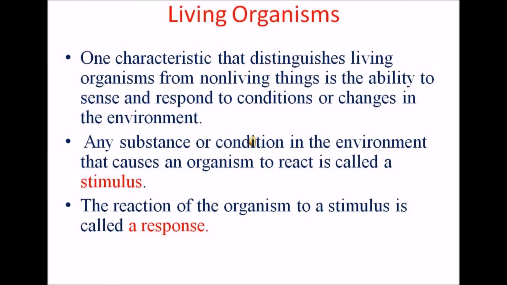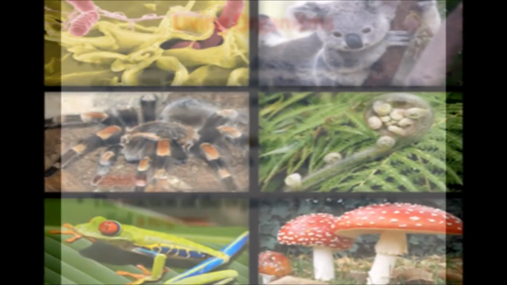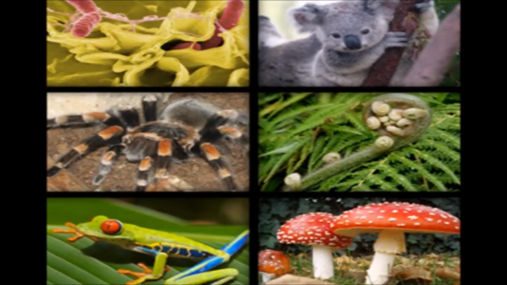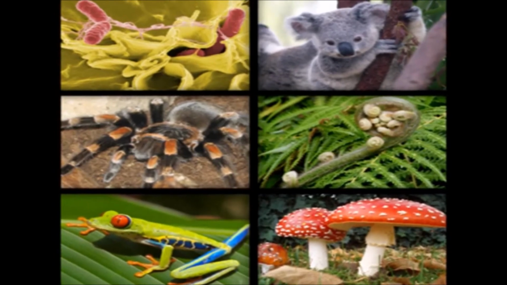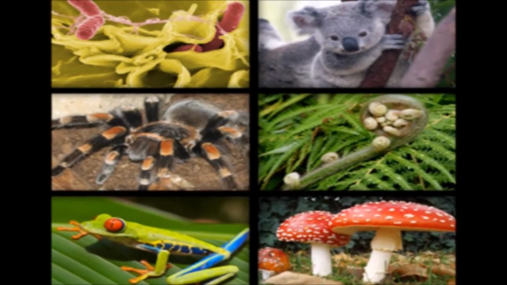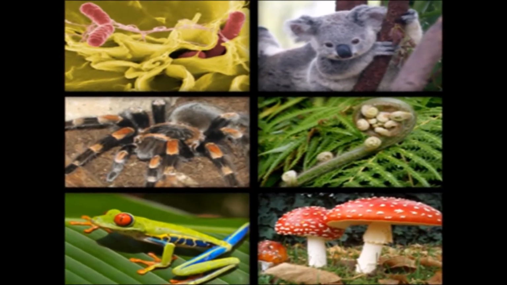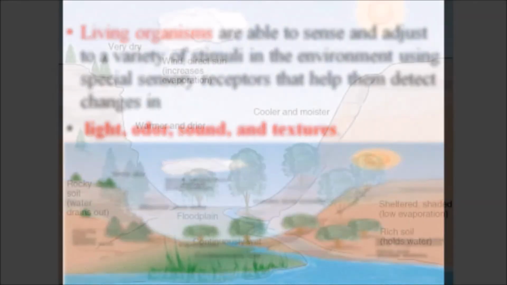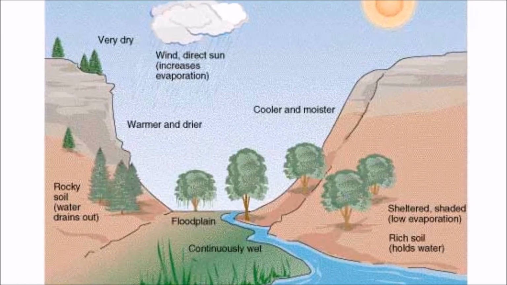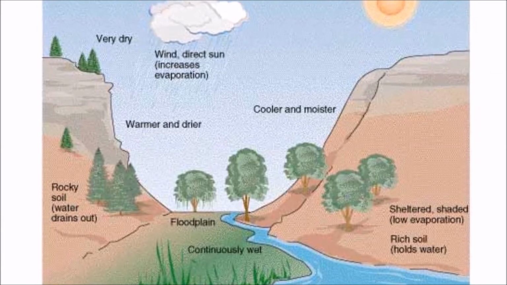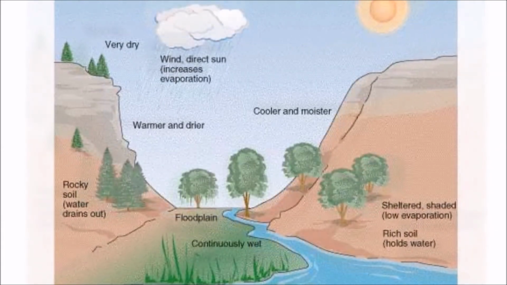Living organisms, one characteristic that distinguishes living organisms from non-living things is the ability to sense and respond to conditions or changes in the environment. Any substance or condition in the environment that causes an organism to react is called a stimulus. The reaction of the organism to a stimulus is called a response. Living organisms are able to sense and adjust to a variety of stimuli in the environment using special sensory receptors that help them detect changes in light, odor, sound, and textures.